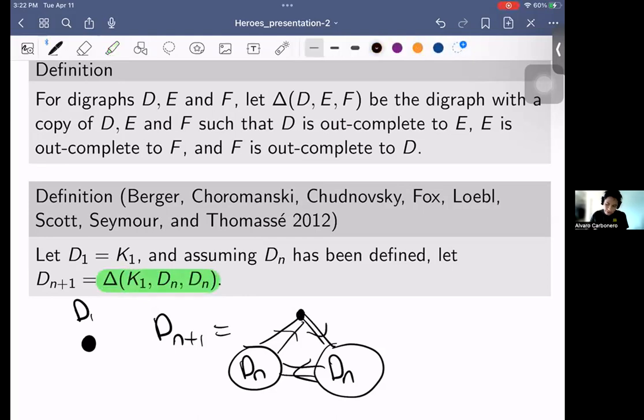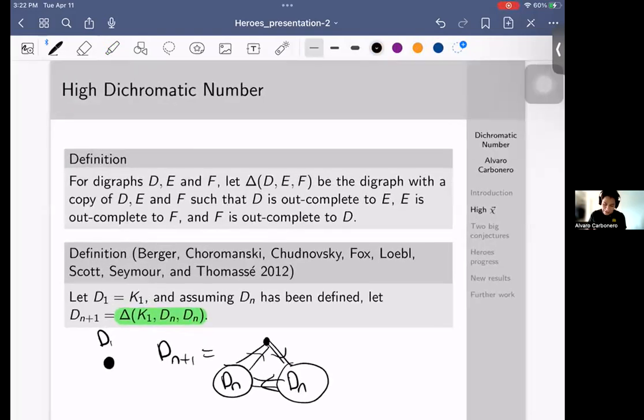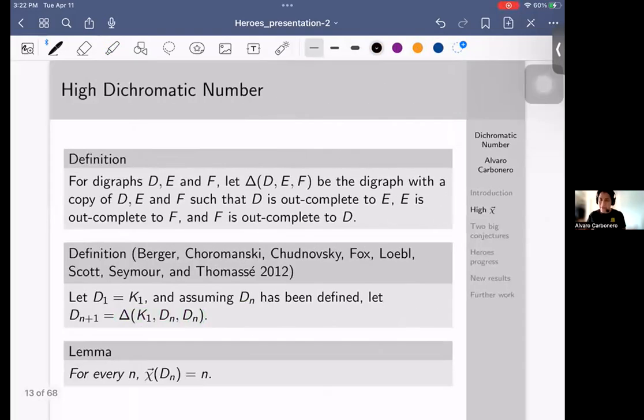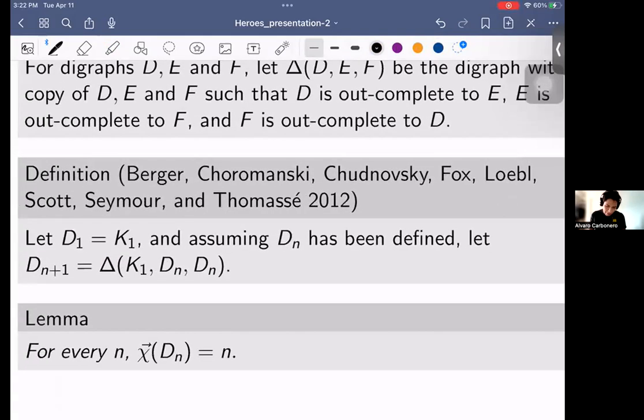And this construction is actually going to have very high dichromatic number. Indeed, it has arbitrarily high. We have this lemma that for every n, the nth iteration needs n colors. It's very simple to prove. Let's go ahead and do that just to get used to these definitions.